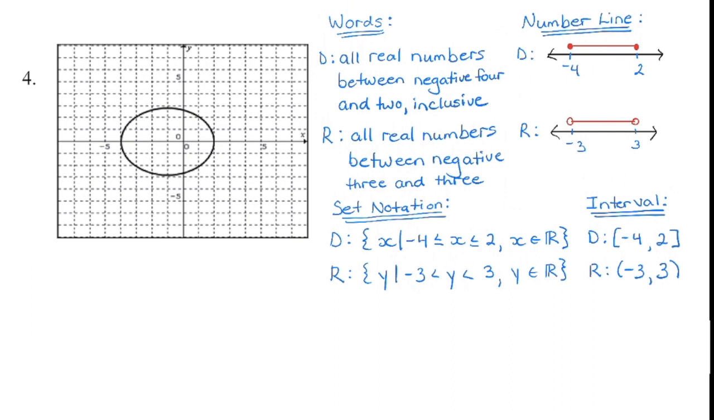We're going to use closed circles to show that we are including that -4. We are including that +2. The graph is going to lie on every value in between those two. And then I'm going to skip down here to set notation. So we start by saying the domain is a set of x such that.